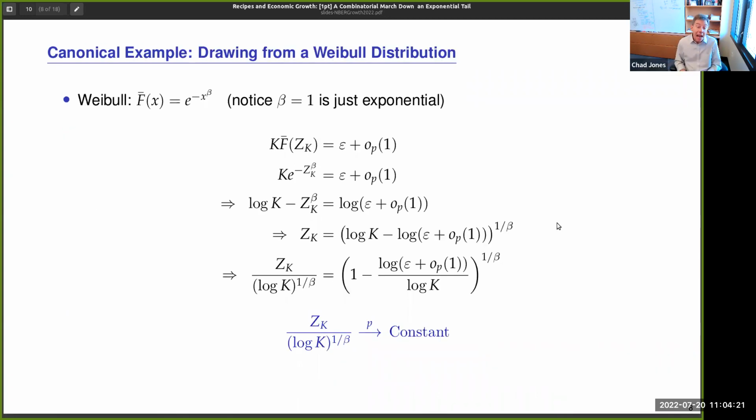Okay. Now, the canonical example in my paper is not going to be the Pareto distribution, but instead is the Weibull distribution. Okay, and the Weibull distribution has a tail CDF, F bar, that's e to the minus x to the beta. Okay, so if beta is 1, this is just an exponential. So the exponential fits right in this class.